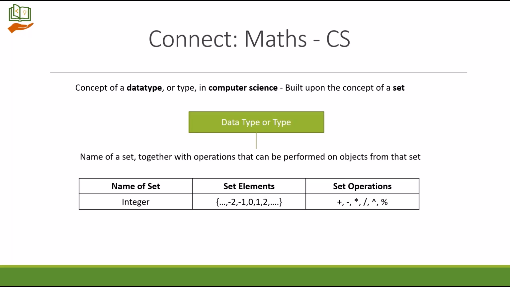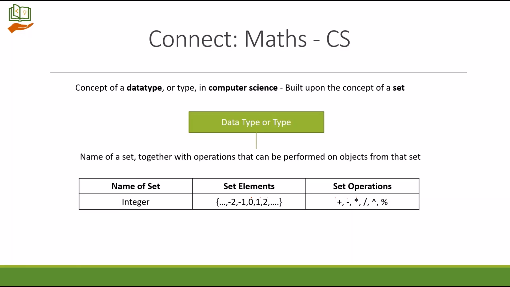You will have 0, 1, 2. Similarly, you will have negative integers, everything. What are the set operations possible? I am not getting into all kinds of operations. What are the basic operations that you can do with integers? You can add, subtract, multiply, divide.